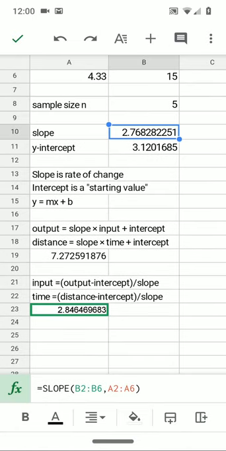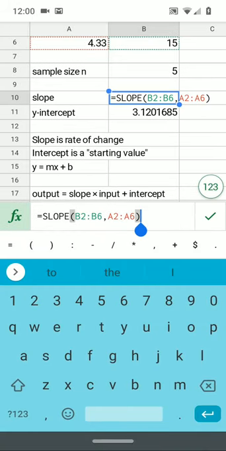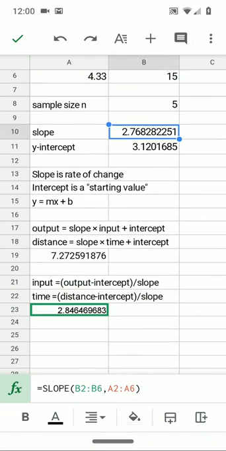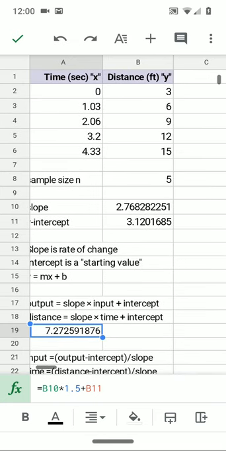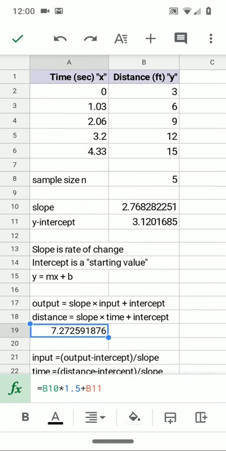Remember, you do the y values and then the x values. It's also an illustration of how we can then use the slope and the intercept to predict particular outcomes. Given a time, we can predict a distance. Given a distance, we can predict a time. And while this example is that for a marble rolling on the floor, this basic principle can be applied to any linear relationship between two variables, these same functions.